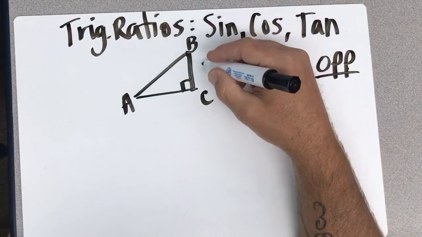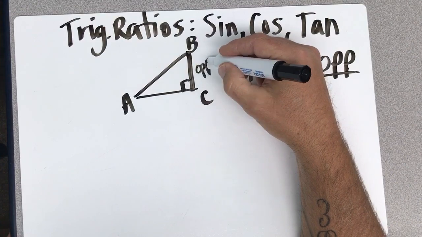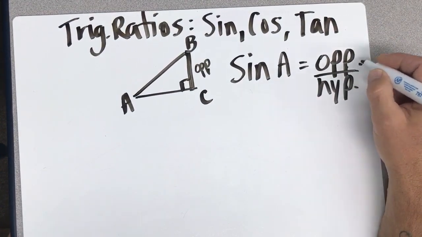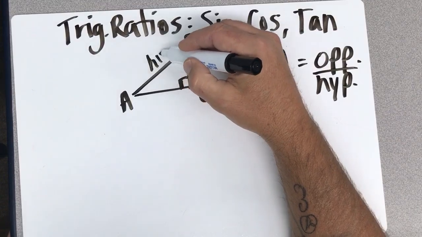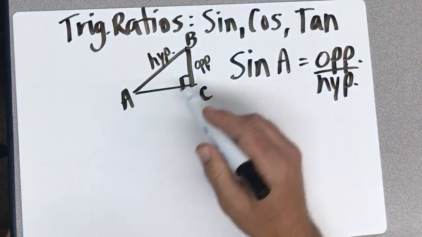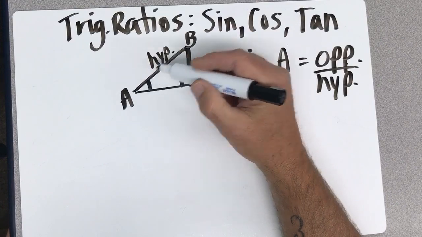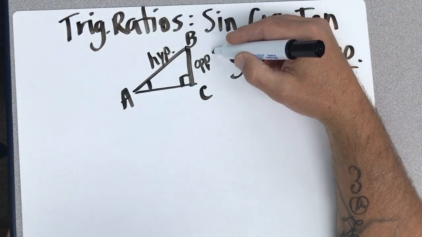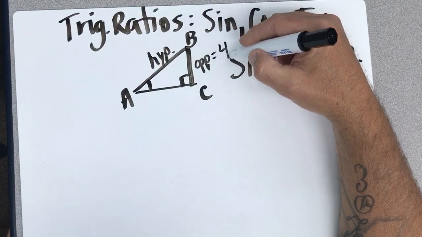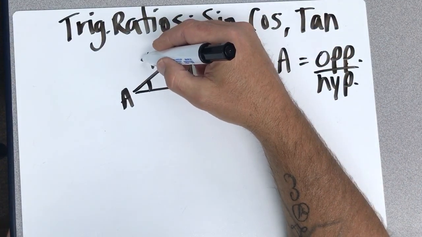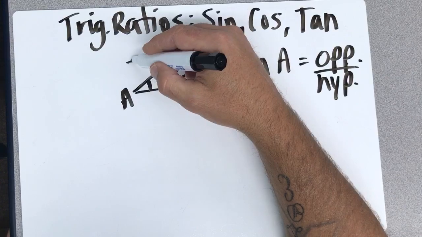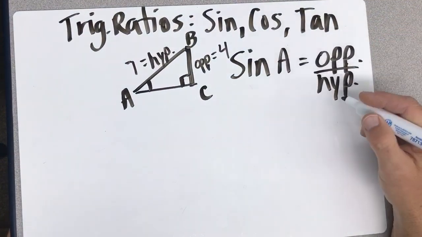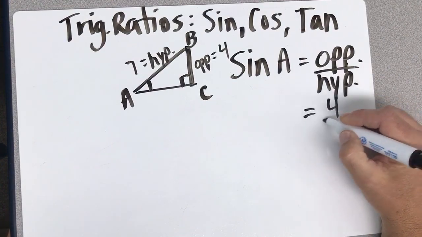from A, so over here, over your hypotenuse. And your hypotenuse is out here. So whatever those numbers are, let's say the opposite side was 4 and your hypotenuse was 7. So your opposite over hypotenuse would be a fraction, 4 over 7.